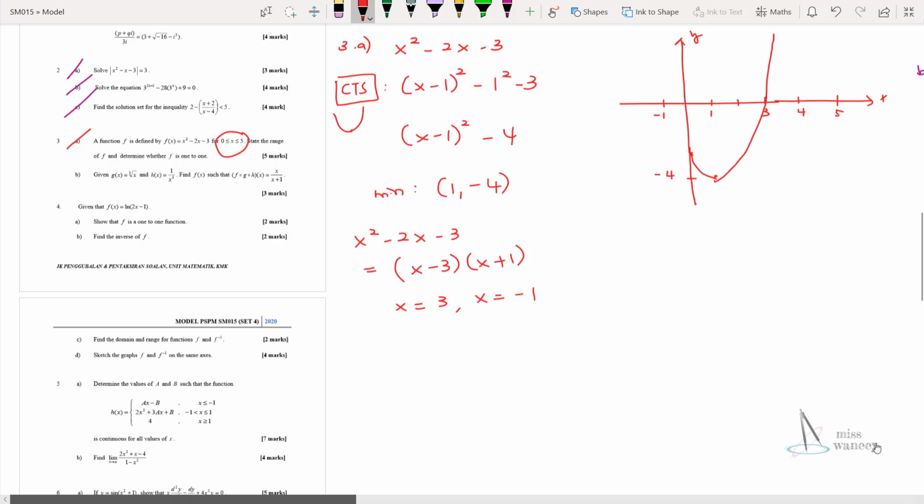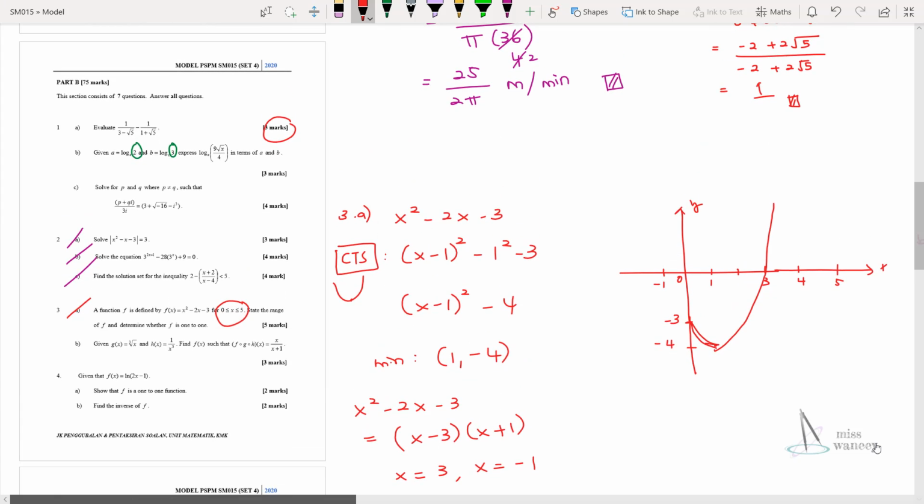So when x is equal to 0, this is -3. So simply substitute x with 0. So we got -3 over here. And then this one should go up, up, up, up until you reach the 5. Okay. So this is 5. I should make the 3 and then 5.